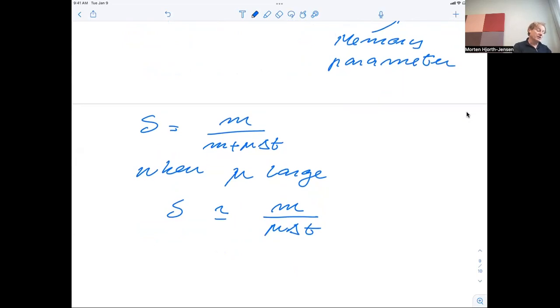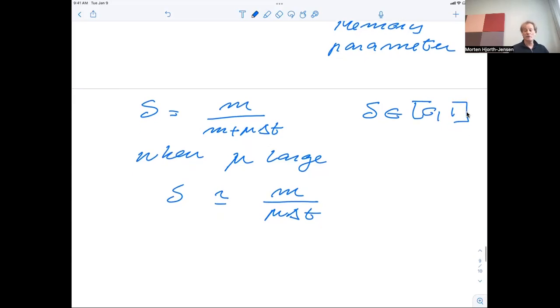So you can also see from this expression here that delta takes values between 0 and 1. If mu goes to infinity, then clearly we have 0. If mu is 0, then we have just 1. So delta takes values between 0 and 1 here.